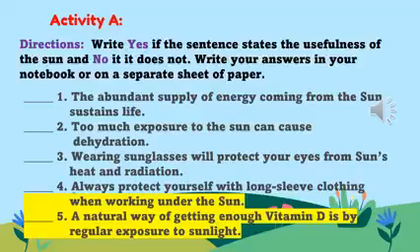We'll now have our activity A. The direction is: write yes if the sentence states the usefulness of the sun and no if it does not. Write your answers in your notebook or on a separate sheet of paper. Number one, the abundant supply of energy coming from the sun sustains life.